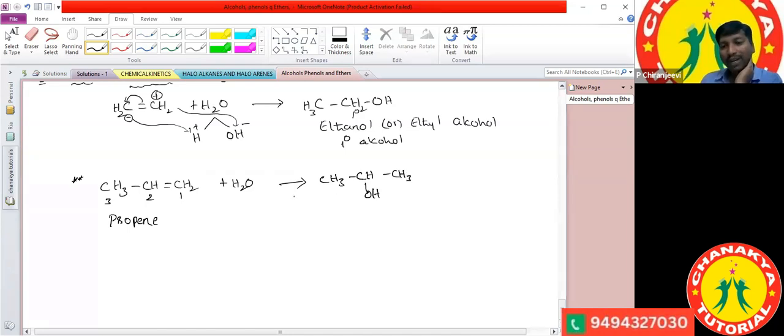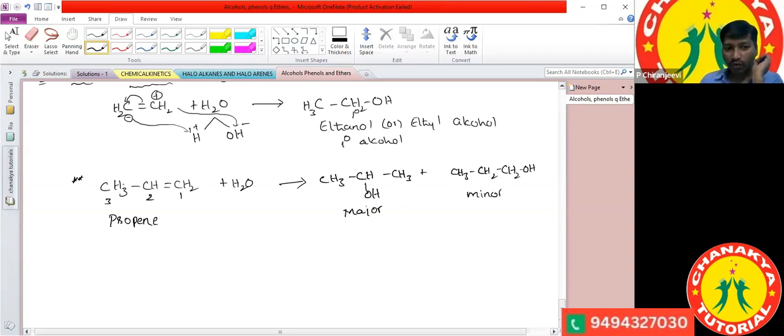Why is the OH going to be attached to the second carbon atom? Why not to the first carbon atom? Whatever you said is correct only, ma. But what is the reason? What is the reason?